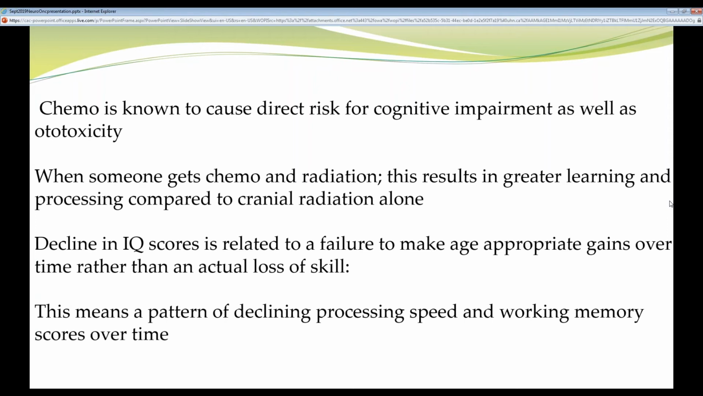And that it's not necessarily that people are declining in their IQ. It's just when they're trying to make these gains in learning and processing, it's kind of hard to make those gains over time. It's not necessarily like a dramatic decline overall.